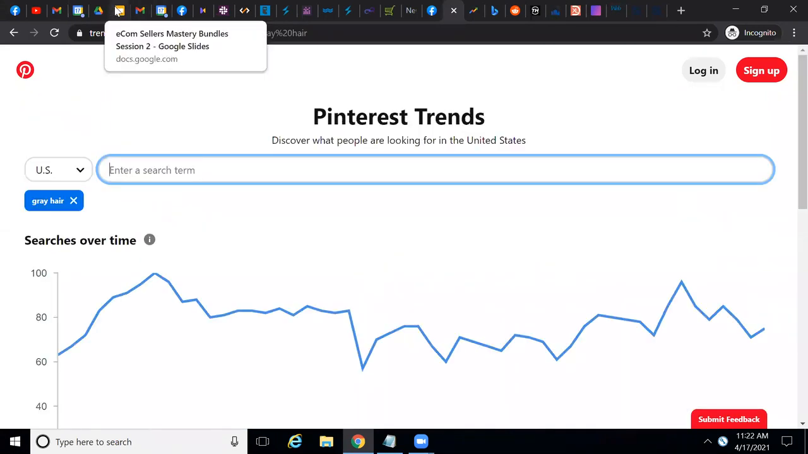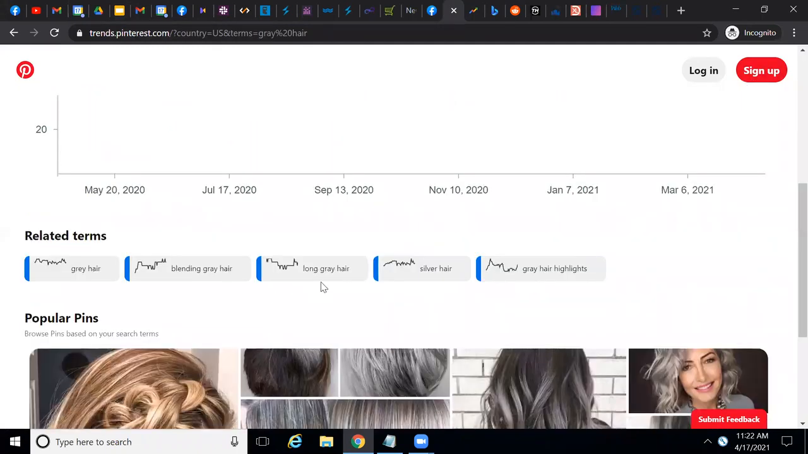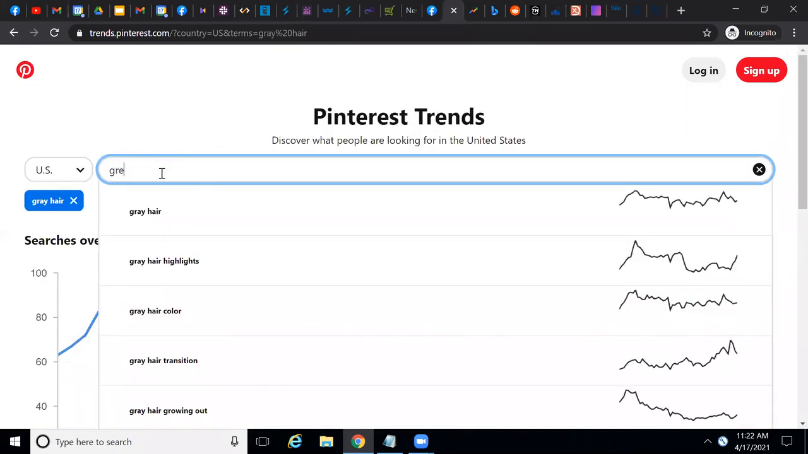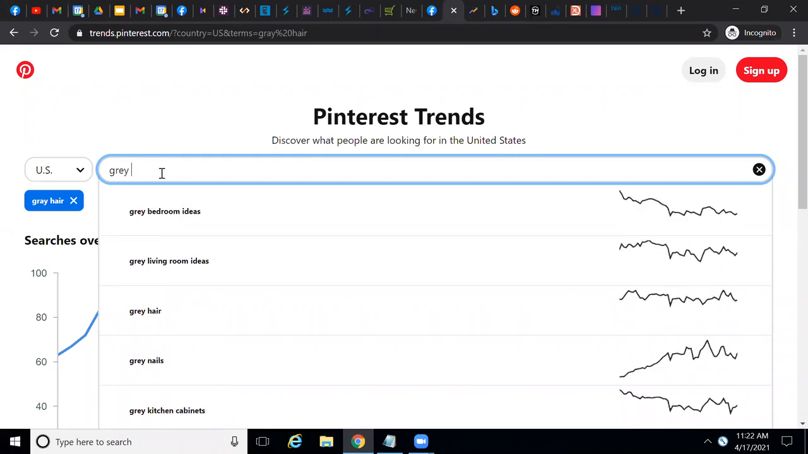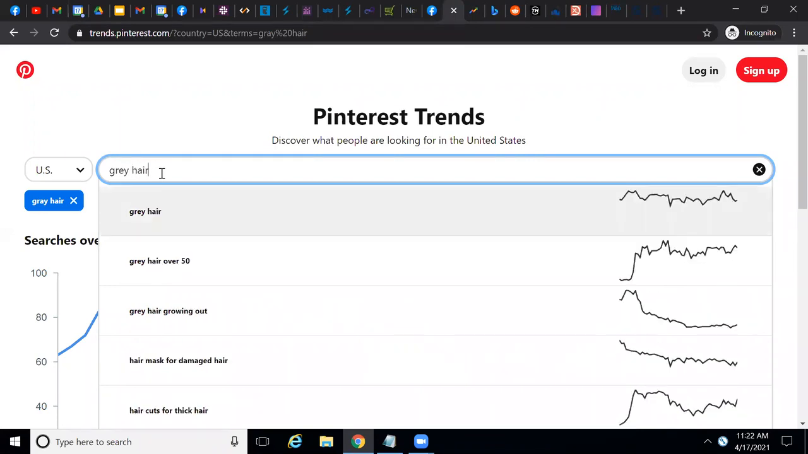So they're looking for products, they're looking for solutions, and they're telling you what they're looking for. They're doing searches on long gray hair, silver hair, gray hair highlights, blending gray hair, and they're spelling gray the other way. So let's go search gray hair. Gray hair over 50, gray hair growing out, hair mask for damaged hair. So maybe there is a whole hair mask that I could be selling, manufacturing, producing, or finding a white label product where I can slap my label on for people that are looking for a hair mask for gray hair.